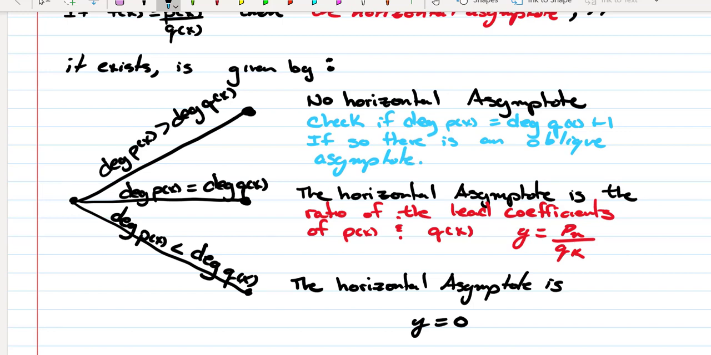So a graph cannot have both a horizontal asymptote and an oblique asymptote. It's one or the other. And the only time we have to worry about maybe finding an oblique asymptote is if there is no horizontal. And then it's not for all of them. It's only if the degree of the top is exactly 1 bigger than the degree of the bottom.